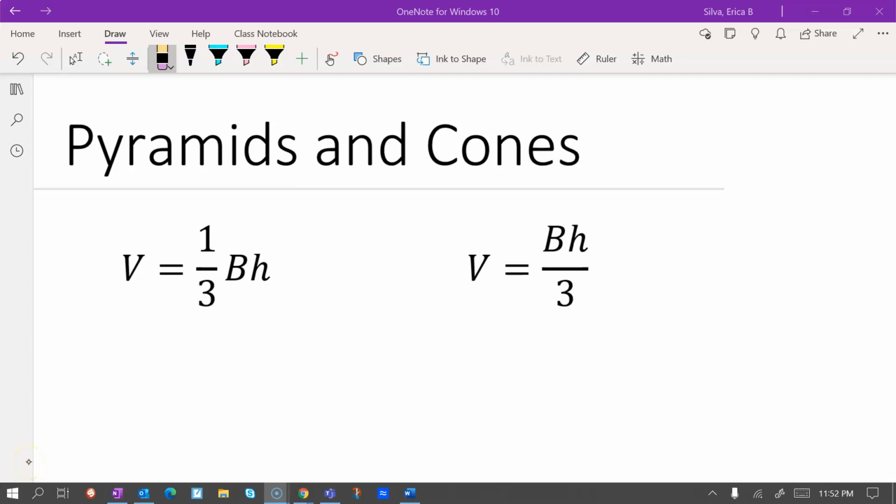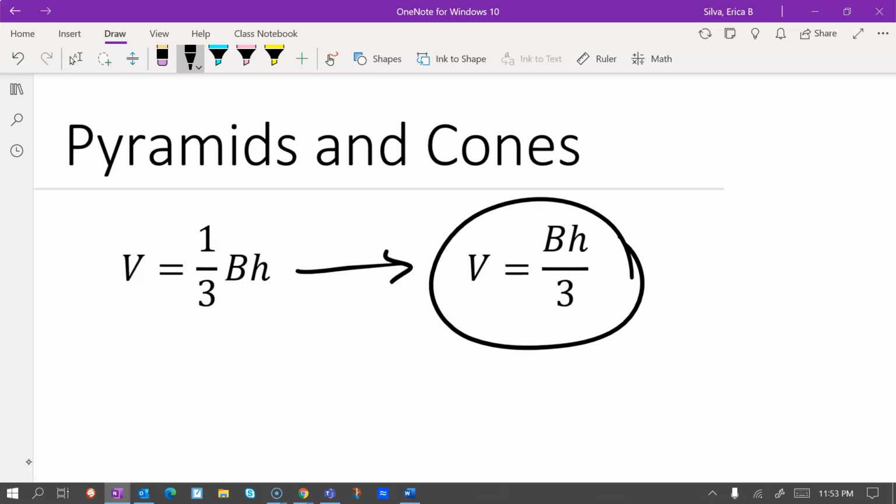For this lesson, we'll be calculating the volume of pyramids and cones. Now, if you notice the two formulas, they're exactly the same, so you could use either or. For these examples, we will be using this one where we calculate the area of the base times the height and then divide that product by 3.